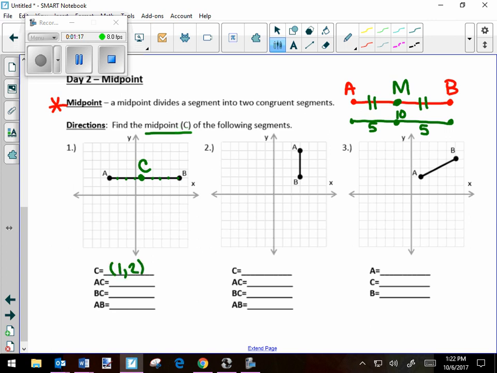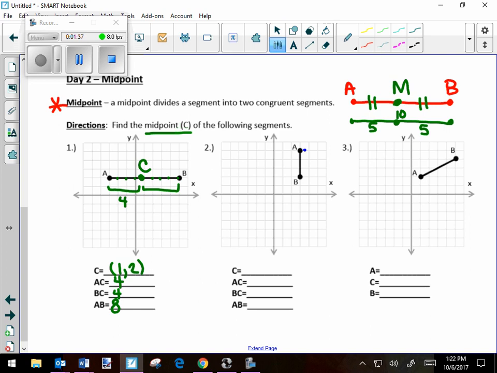They want to know the length of AC. Well, if the whole thing was 8, then from here to here is going to be 4, and from here to here is also going to be 4. Which means that my whole entire segment, like we said, is 8. In the next question, it's the same idea.